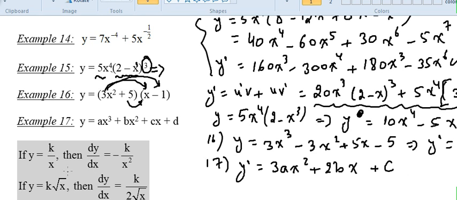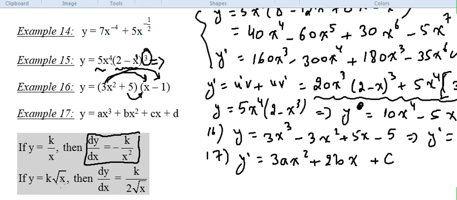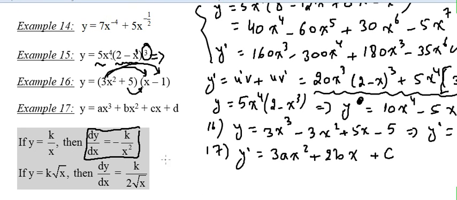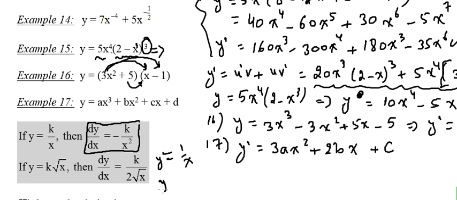The derivative of k over x, we can also prove that by definition, right? But here we are just using the rules. If y equals constant over x, its derivative is minus that constant over x squared. And if it is constant times radical x, the constant remains constant, right? Why? Because we all know that if y equals 1 over x, its derivative is equal to minus 1 over x squared.